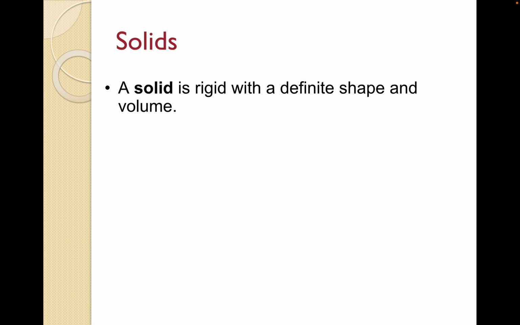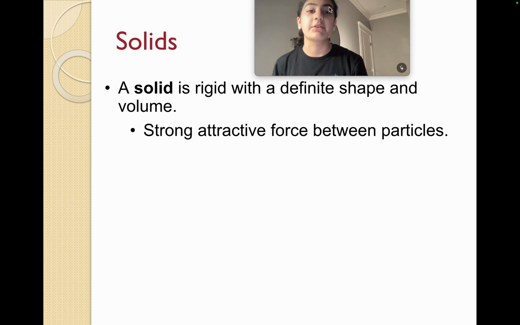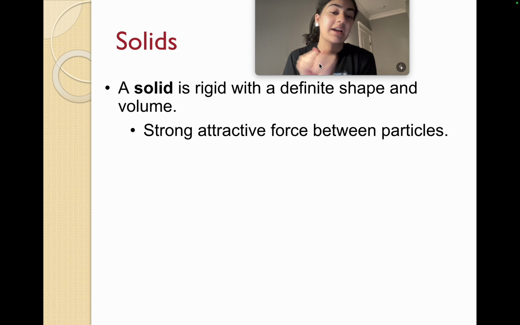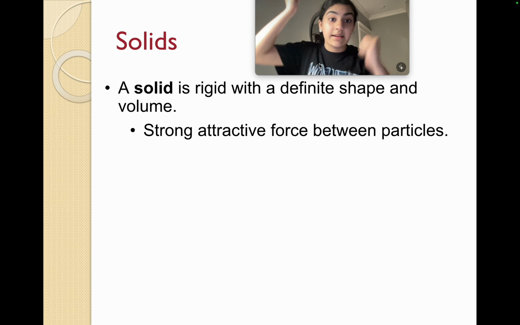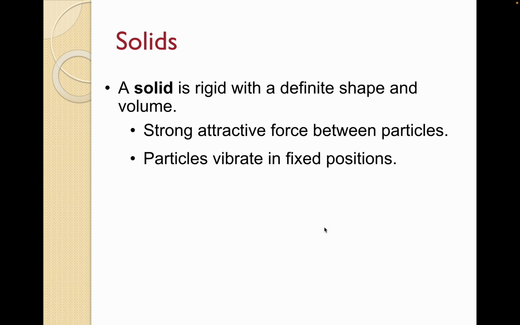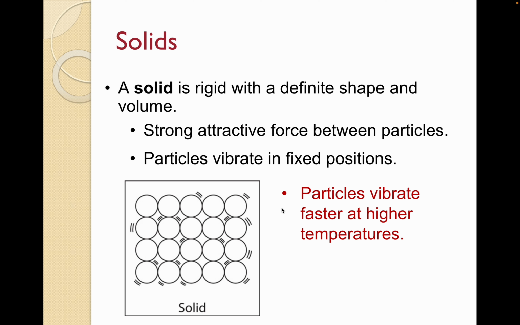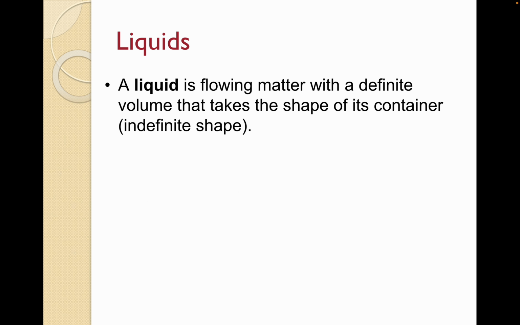So solids. A solid is rigid with a definite shape and volume. There is a strong attractive force between the particles. When we think about a solid, those particles are kind of moving like this, right? They're not like a gas. They're really just in place because there's a strong attractive force between those particles. So particles vibrate in fixed positions, as I just demonstrated with my hands, and this picture shows that too. Particles vibrate faster at higher temperatures. Again, the temperature does matter.